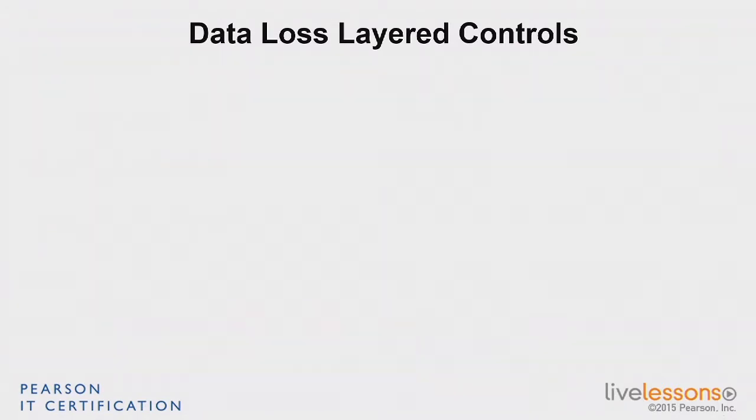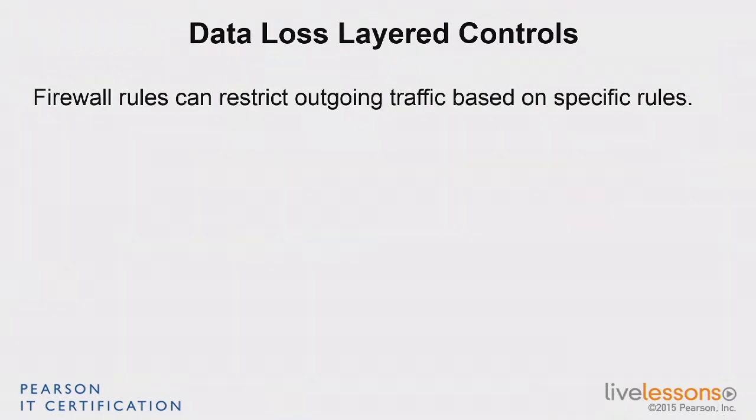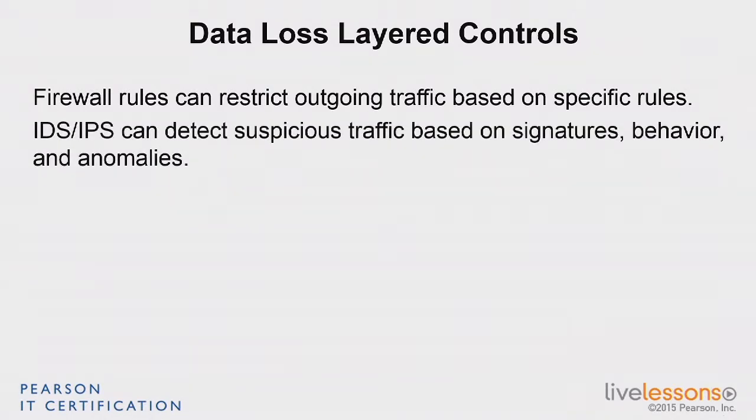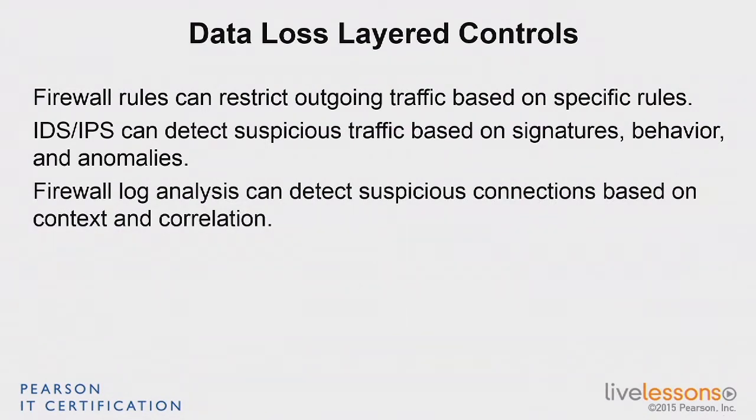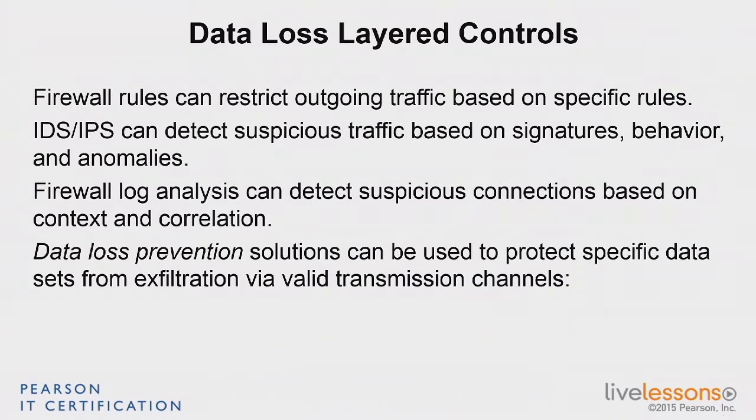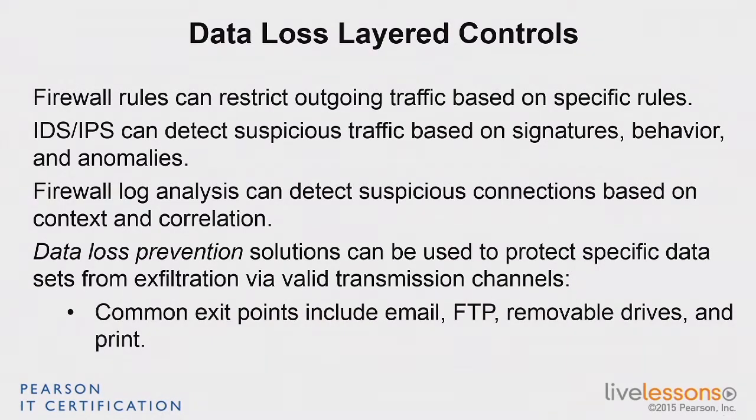So let's take a look at data loss layered controls. Firewall rules can restrict outgoing traffic based on specific rules. IDSs and IPSs can detect suspicious traffic based on signatures, behavior, and anomaly. Firewall log analysis can detect suspicious connections based on context and correlation. Data loss prevention solutions, which is what we're going to talk about next, can be used to protect specific data sets from exfiltration via valid transmission channels. The common exit points for data loss include email, FTP, removable drives, and printing.